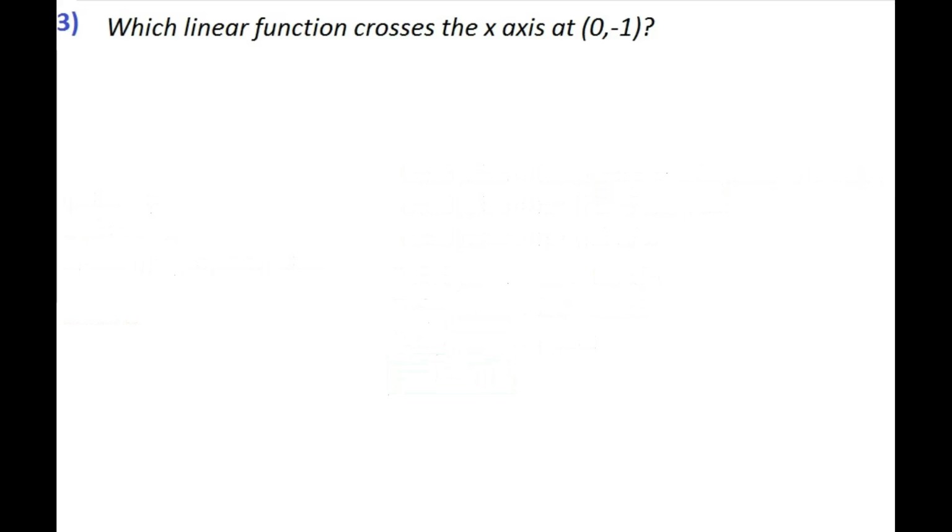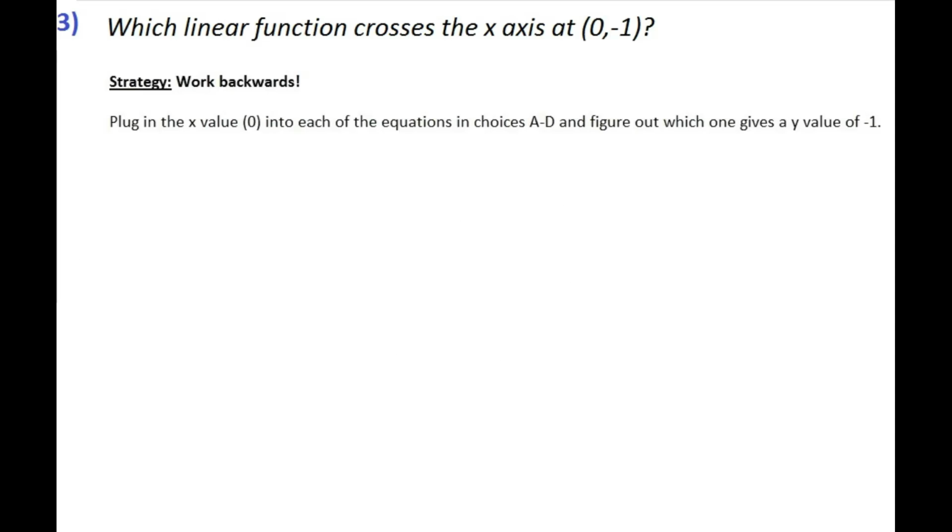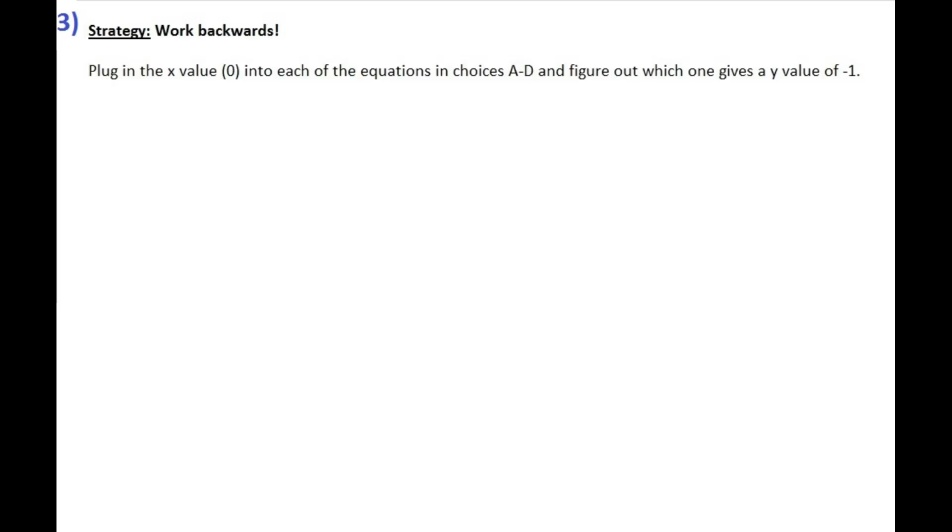Moving on to number 3. Which linear function crosses the axis at 0, -1? Our strategy here is to work backwards. We're going to plug in 0 as our x into each one of those equations until we get a y that's a -1. Here are our choices: y equals 4x minus 1, y equals x plus 1, y equals -x plus 8, y equals 5x minus 6.